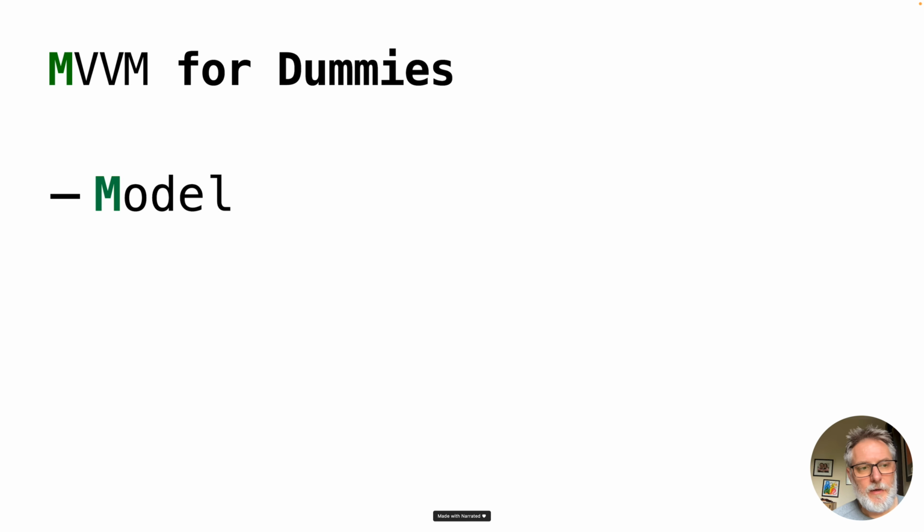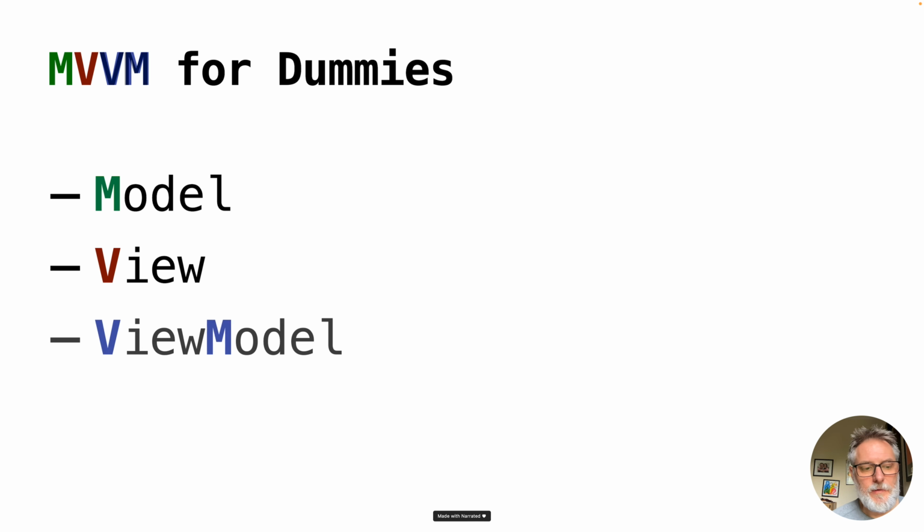So first of all, what does MVVM stand for? M, model. V, view. And then the really weird one, view model. We're going to explain each of these in turn so that we can understand how they interact together. These three classes or structs or whatever data structures, depending on your language, work in concert to present a user interface essentially.